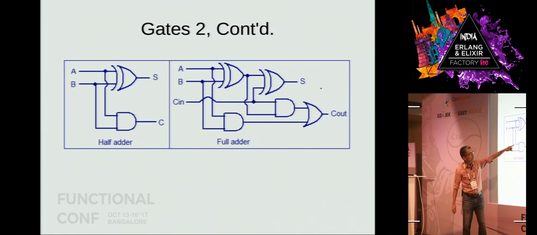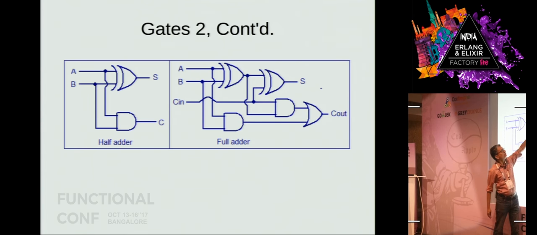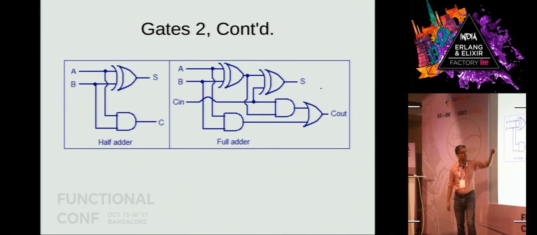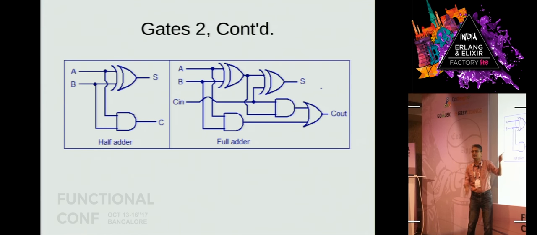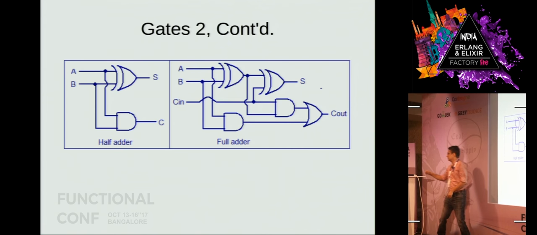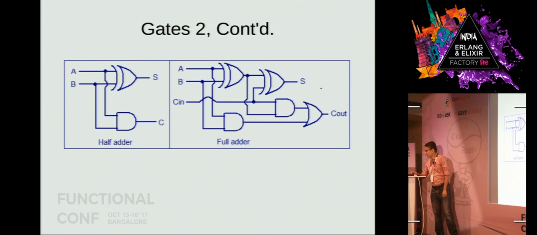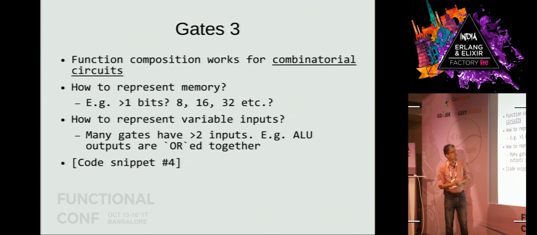But do you see these gates? The same input is shared by a bunch of gates. And then one of the outputs goes to another gate. When you're composing functions, this is not easy to pull out. Whereas if the outputs naturally map, it's okay. But the moment an output is shared between two different gates, you have to store it in a variable. Plus, function composition works for combinatorial circuits.